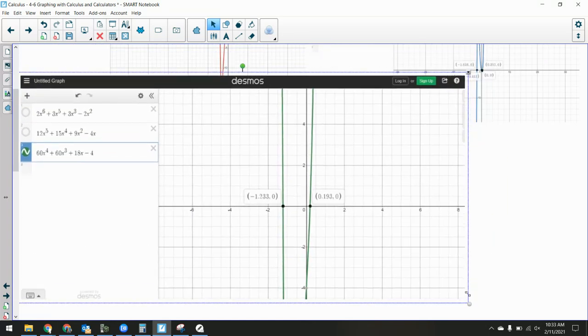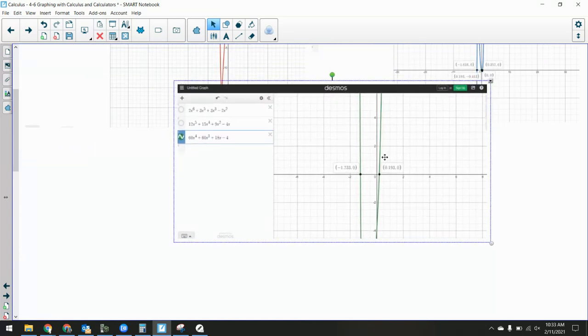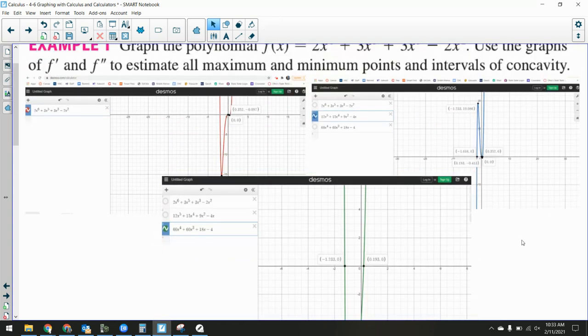So we can see this all on one page. Maybe I'll make it a little bit smaller. I know I'm already making it small. But look at what I have here. What do you see as the zeros of the second derivative? Negative 1.233.